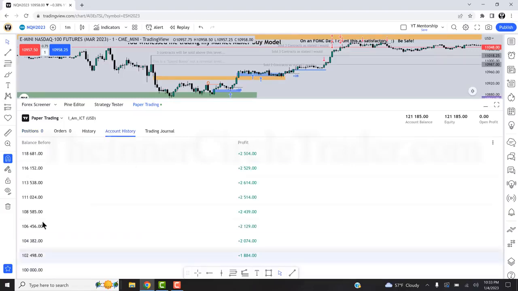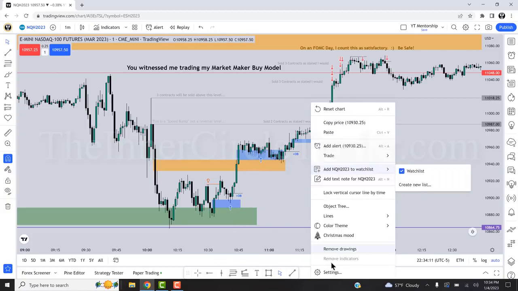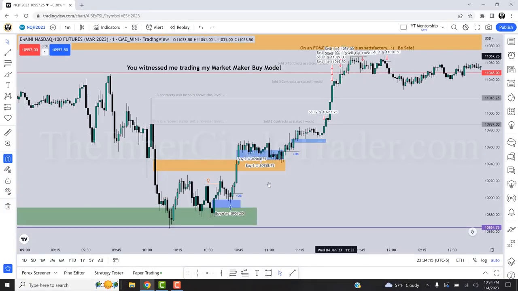So from 100 all the way up to finally $121,185. So 21.1% return, one trade. And there's the business. So you can see it's all real, all executions done just like you saw me record them.